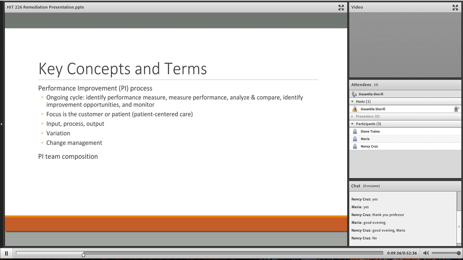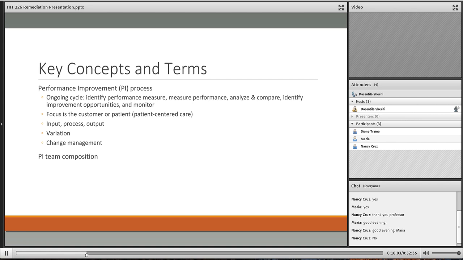So of course, the first thing is the performance improvement process, right? The PI process. This is how we started the course. And we know by now that it's an ongoing cycle, and it involves things such as identification of performance measure, what you're actually going to measure, whether it is a clinical aspect or whether it is that wait time in the ER room or a physician's office. You're going to actually measure it.